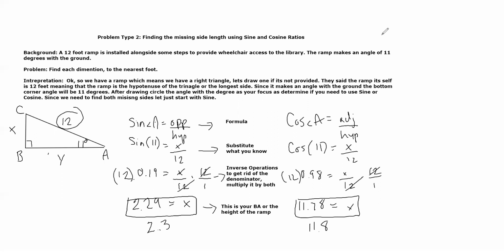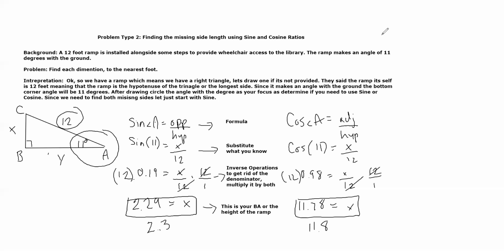Since it makes an angle with the ground, right? The ramp, you need to find the part of the triangle where the ramp touches the ground, and that's this part. That's 11 degrees. It makes an angle of 11 degrees. So that's where I put the 11 right there. Okay, after drawing the circle with the angle, the degree as your focus, determine if you need to use the sine or the cosine. Now, here's the key part to this problem.